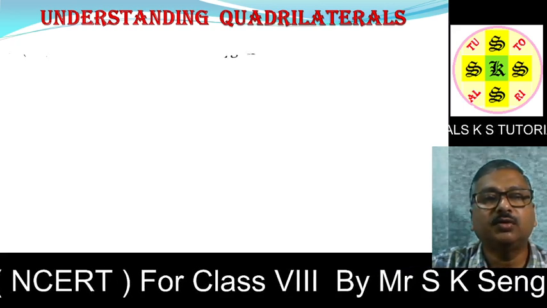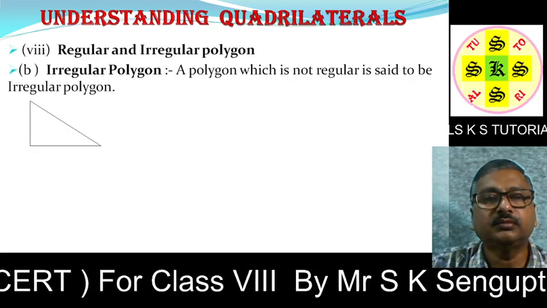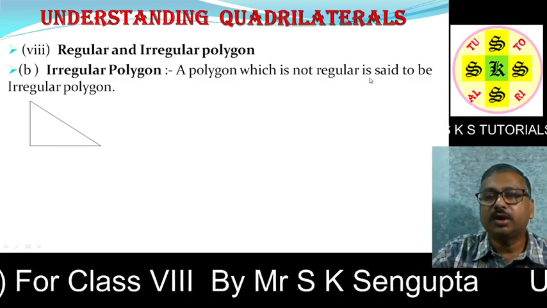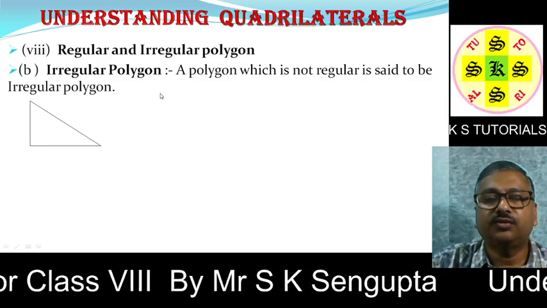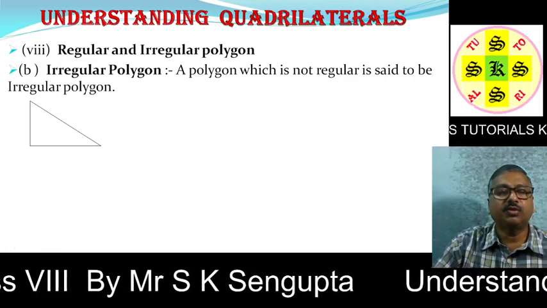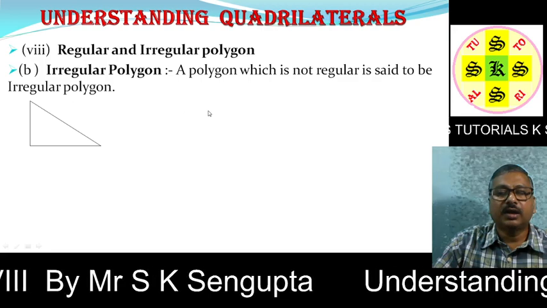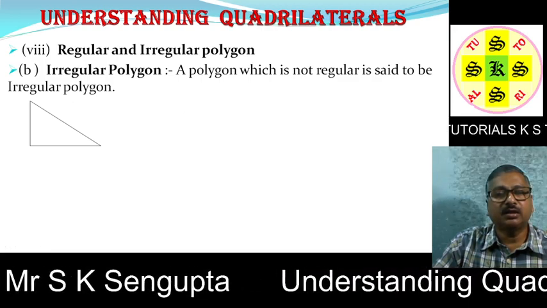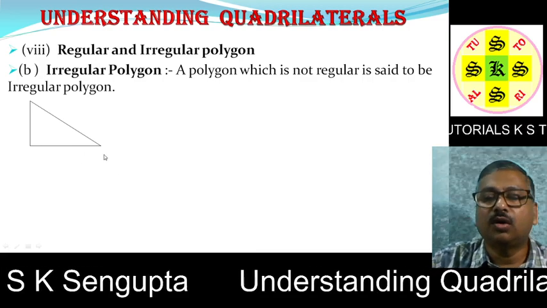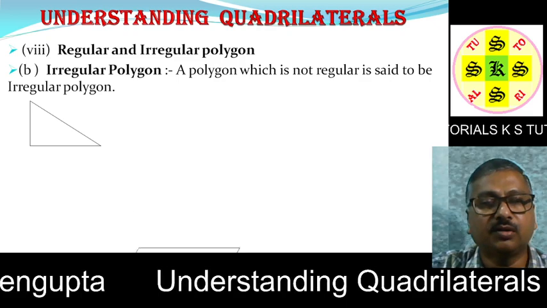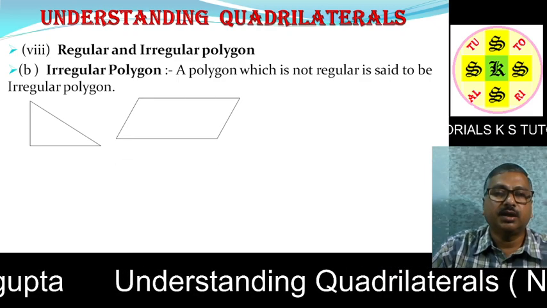So now what is an irregular polygon? A polygon that is not regular is said to be irregular. If the condition of regularity is not satisfied, then this is known as an irregular polygon. So if all angles are not the same, at least one angle is different, then the polygon is irregular. If all the sides are not the same measurement, then also it is known as an irregular polygon.